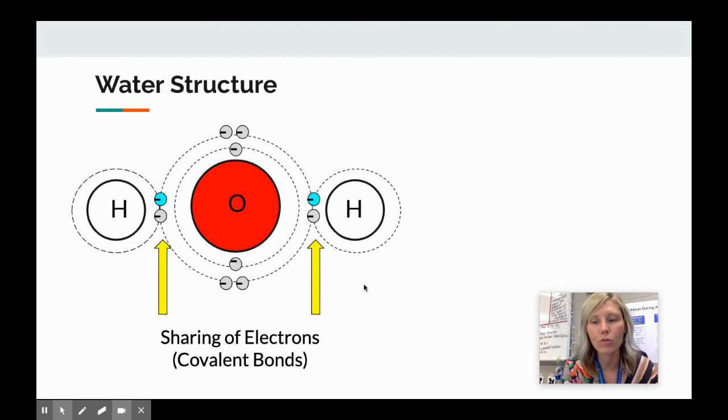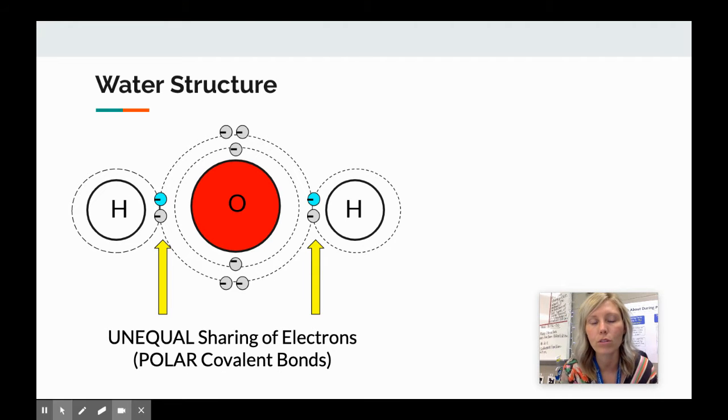In addition to referring to this bond as a covalent bond, we also need to know that it is a polar covalent bond. When we use the word polar, it's referencing the fact that even though this electron is being shared, it's not being shared equally. So there's this tug of war taking place back and forth. And to be honest, the oxygen is going to win on this one because it is greedy for electrons. It pulls that electron closer to its nucleus than the hydrogen atoms do.